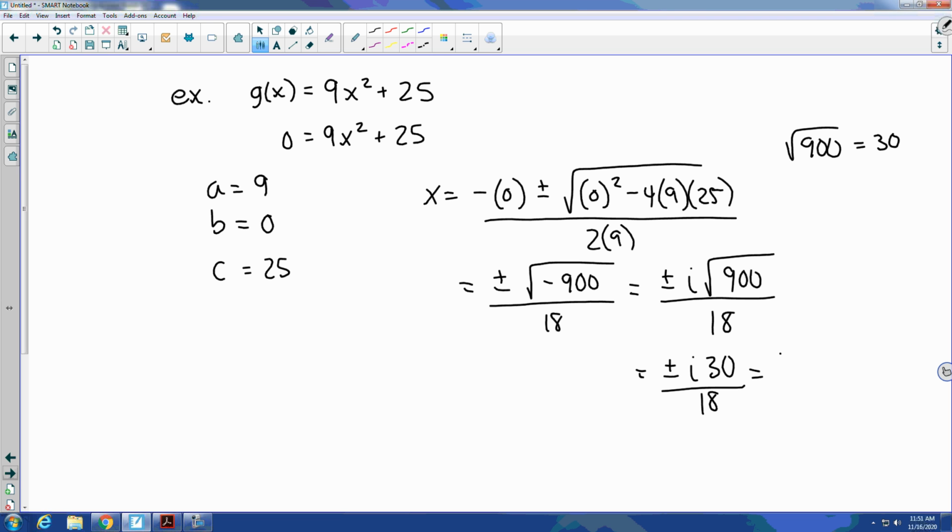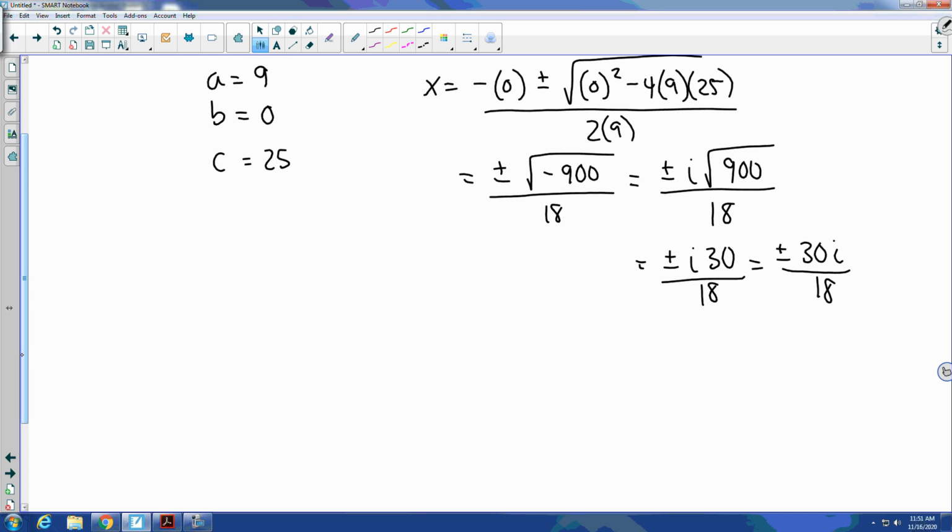People often write the i after the constant, so it would be 30i over 18. Then lastly, I say, can I divide the numbers by a GCF to fully simplify? 30 and 18 are both divisible by 6. So 5i over 3. And there's your final answer.